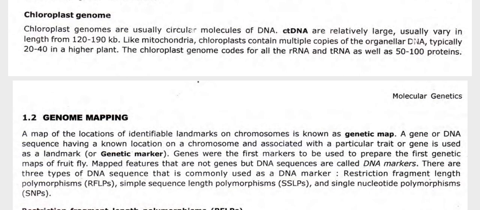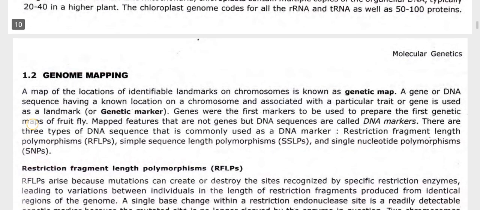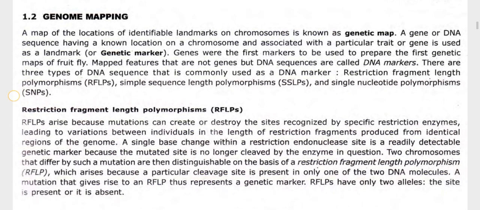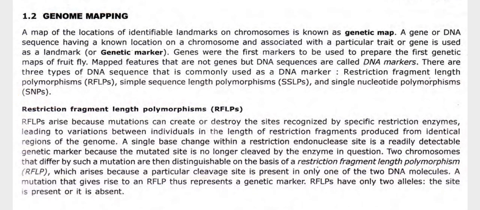Like mitochondria, chloroplasts contain multiple copies of the organelle DNA, typically 20 to 40 in a higher plant. The chloroplast genome codes for all the rRNA and tRNA as well as 50 to 100 proteins. Then genome mapping: a map of the locations of identifiable landmarks on a chromosome is known as a genetic map.